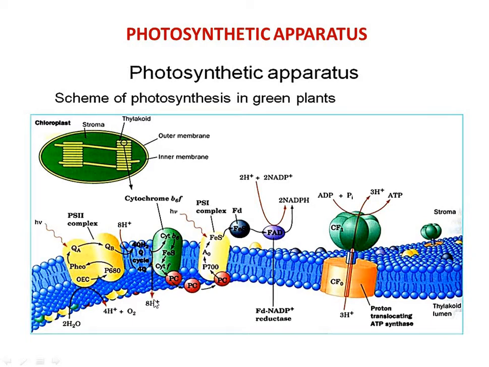Then the protons are released into the lumen of the thylakoid, and again the electrons are transferred to cytochrome F. Then the electrons are accepted by plastocyanin, one more electron carrier, a copper protein present very close to the cytochrome B6 complex. After the transfer of electrons from cytochrome F to plastocyanin, the electrons are transferred to photosystem 1, which consists of a number of photosynthetic pigments.